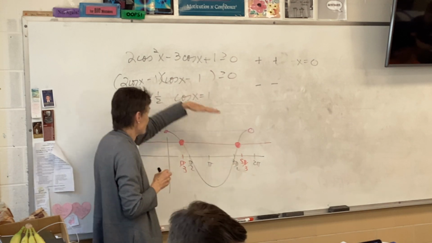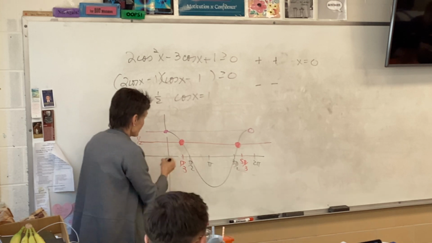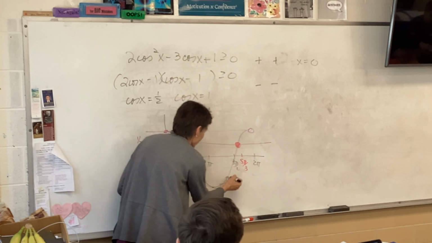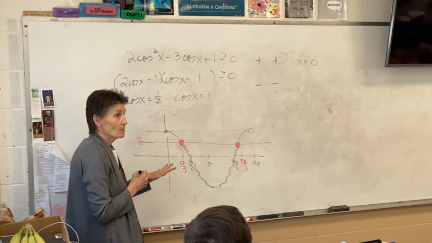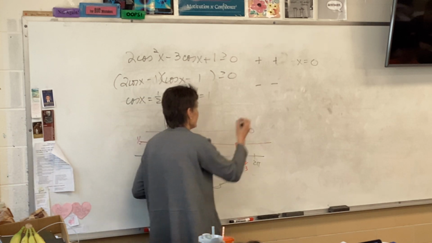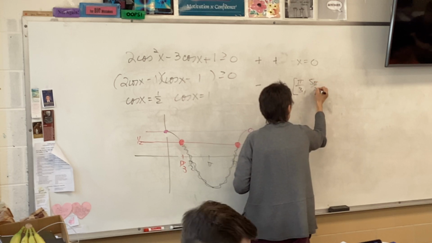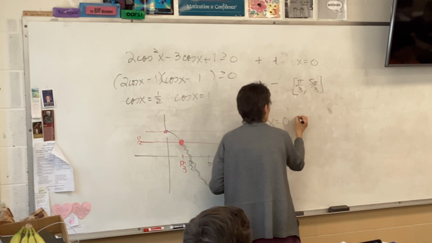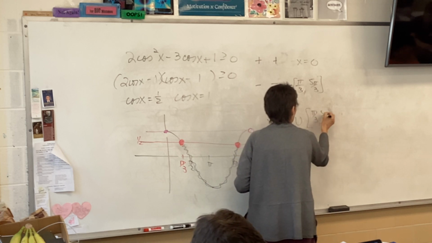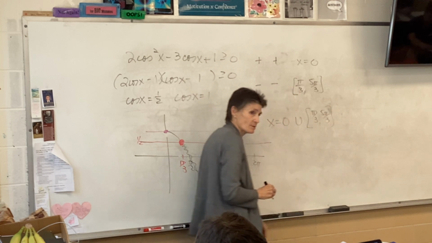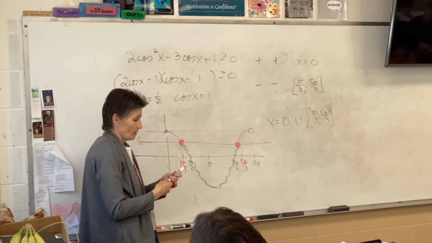Now, minus minus means I need to be below both lines. So that looks like it is this part of the graph right here, which is everything in between pi over 3 and 5 pi over 3. So my answer is those two things put together. Does that make sense to you? All right, what else?